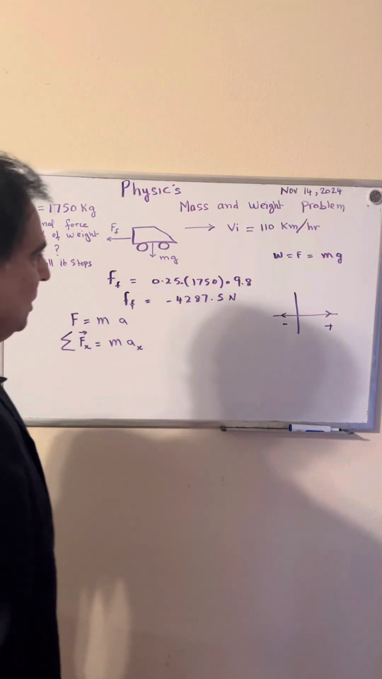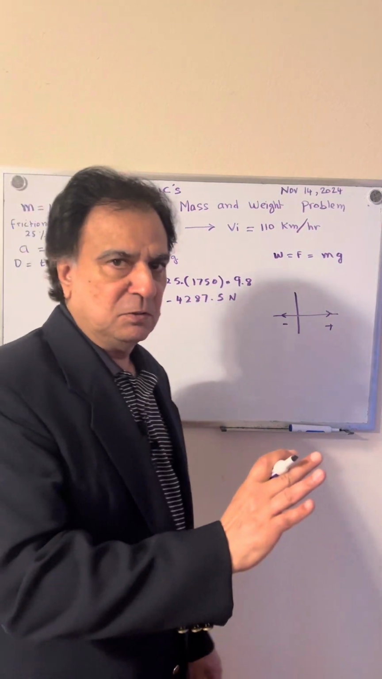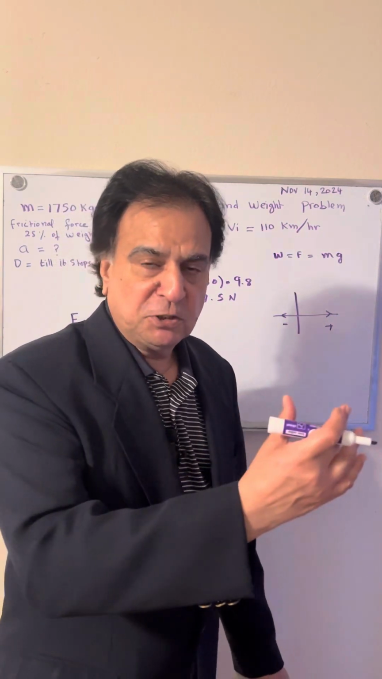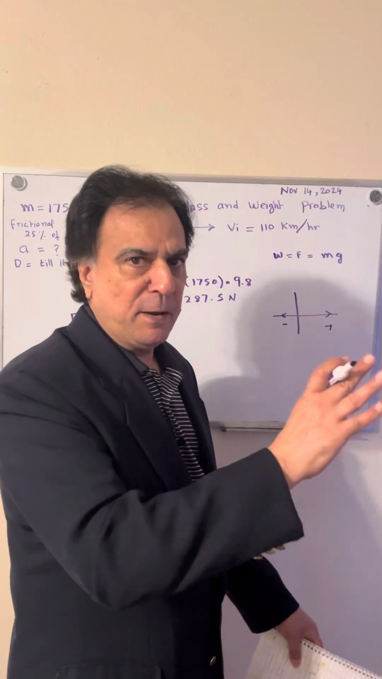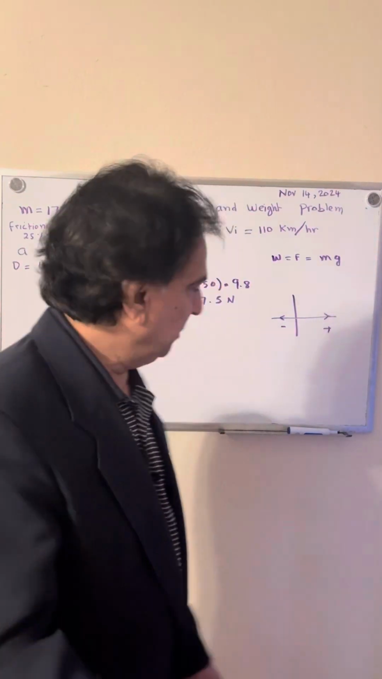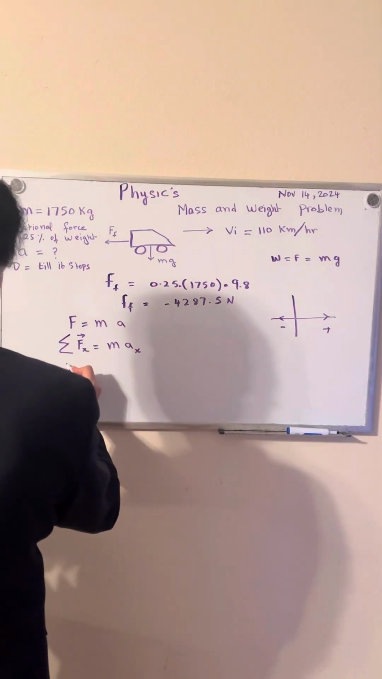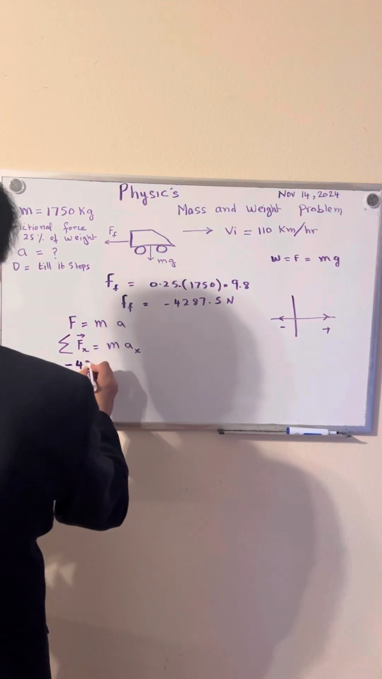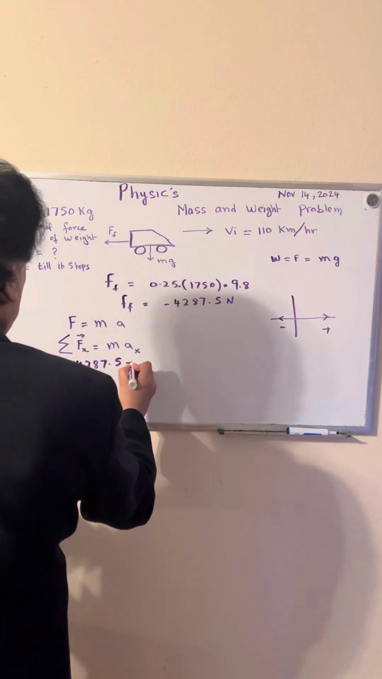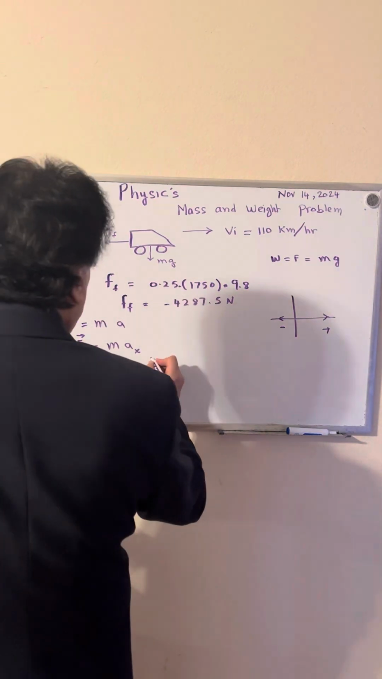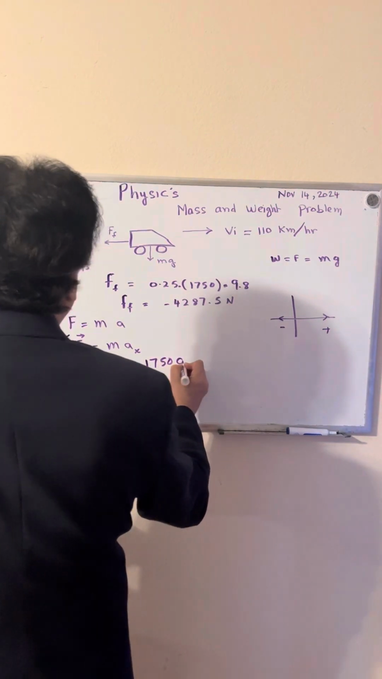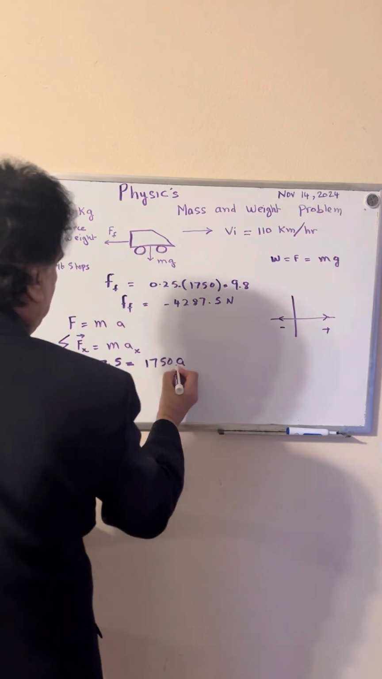Now the question is, once I slam on the brakes, the only force which exists is the frictional force, which is basically stopping me. Frictional force in the opposite direction. So then there is only one force available. So what I'm going to do is say minus 4,287.5 is equal to m a, which is 1750 a. Mass is given right here, times a.